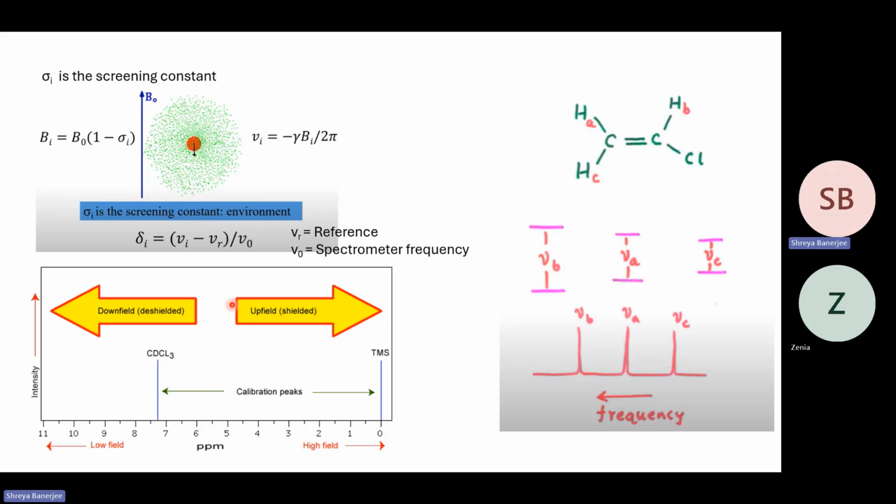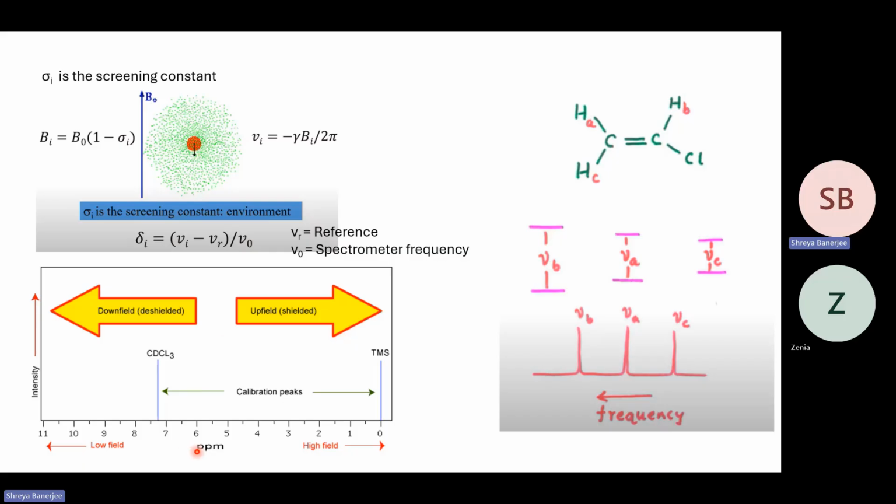And so, larger the screening constant, the more the nucleus is shielded, and so the lower the chemical shift. Now, chemical shift delta is defined as nu I minus nu R by nu 0, where nu I is the frequency of the nucleus we are observing, nu R is for the reference, which normally we add TMS, and nu 0 is the spectrometer frequency.